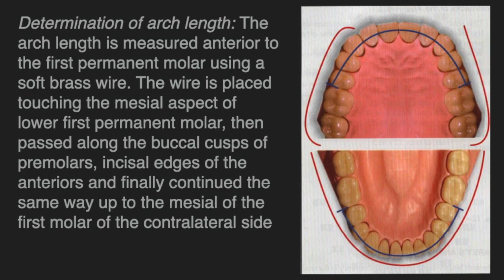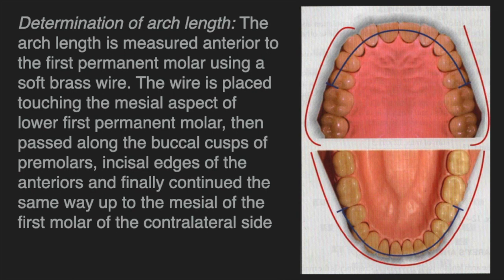First, we need to determine the arch length. The arch length is determined by measuring anterior to the first permanent molar using a soft brass wire. The wire is placed touching the mesial aspect of the lower first permanent molar, then passed along the buccal cusps of the premolars, the incisal edges of the anteriors, and finally continued the same way up to the mesial of the first molar on the contralateral side.